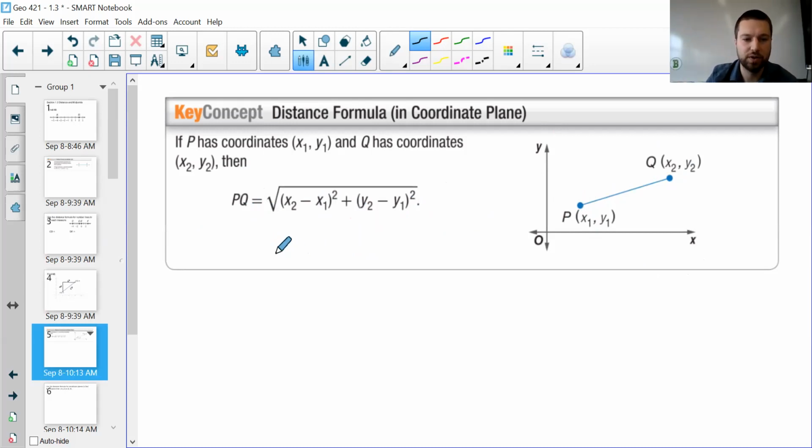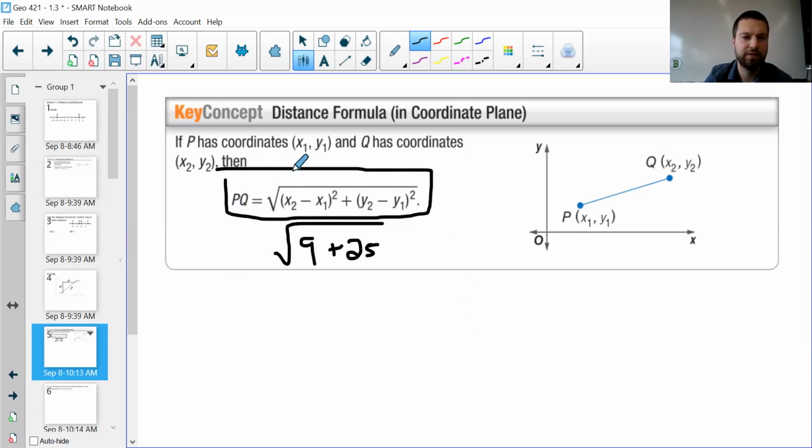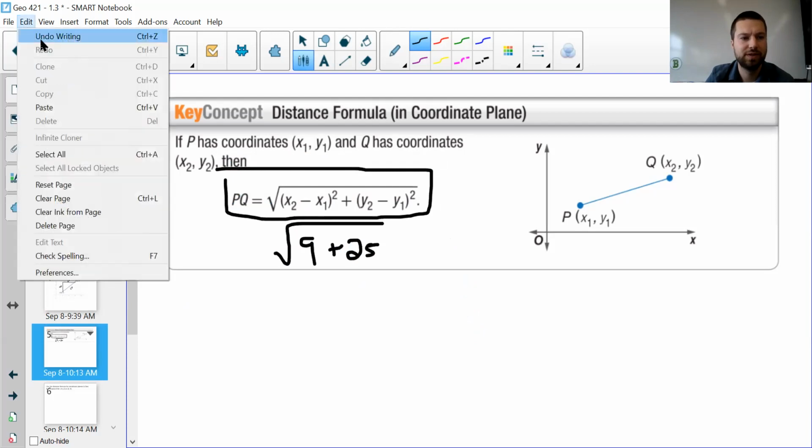Now, a quick reminder, if you end up with something like 9 plus 25, a reminder that you can't square root them separately and then add them. You need to add them first and then you can square root them. Okay, and don't forget you got to square them. Okay, and we're going to do an example here. So that's your formula. Make sure you have that written down too. We will definitely use that more than just here.